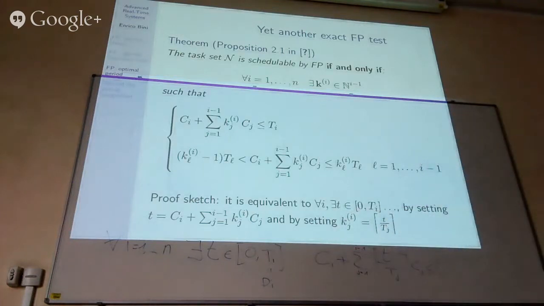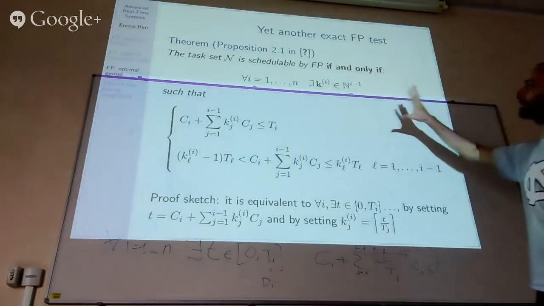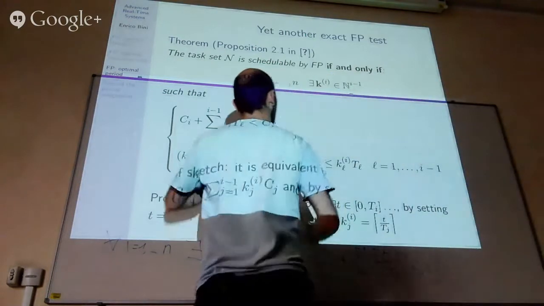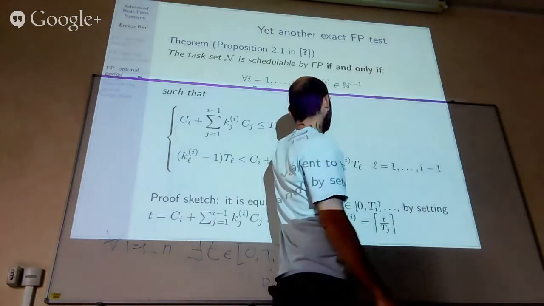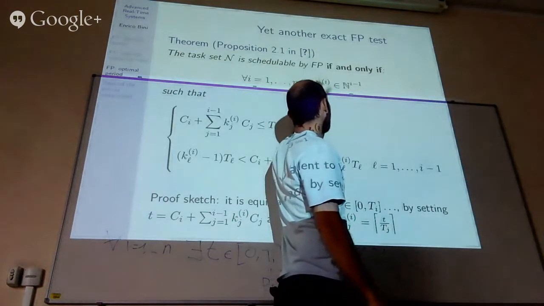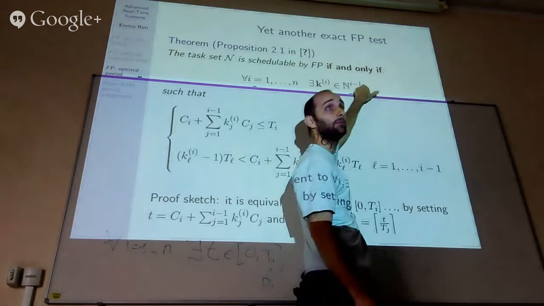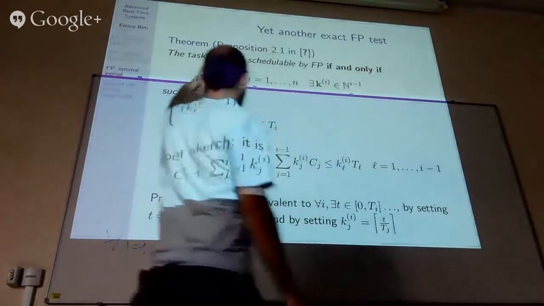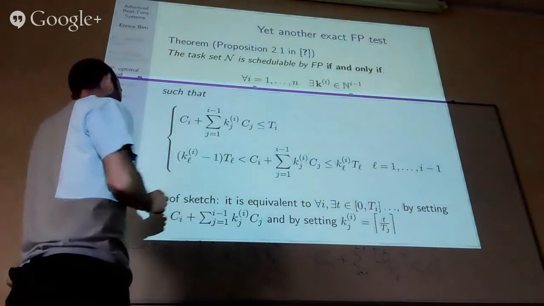Now, the condition I'm stating in the slide is more complicated, but has somehow the same shape. Why? Because it has a for all tasks, and there exists something. So basically, I'm requiring that there exists a tuple of integer vectors k, that I denote by k_i, where k_i is a vector of length i minus 1, related to the schedule of task i, such that something happens.